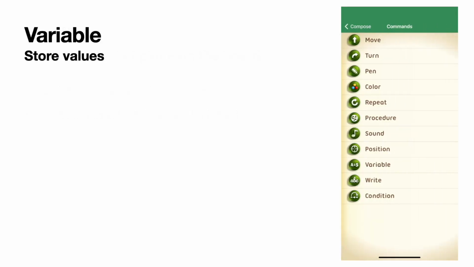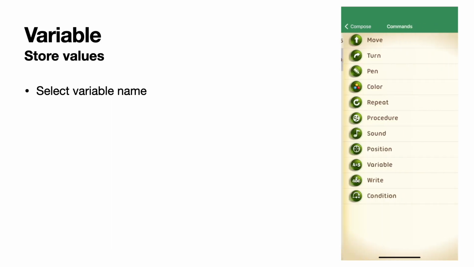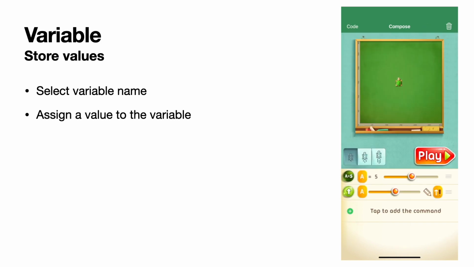All programming languages need variables, so there is the variable command. You can set variables values and use them in other commands. In advanced mode you can use mathematic operators on variables to add or multiply them by tapping the equals button.